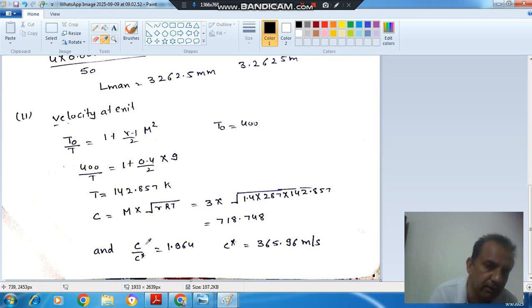Now from the table we have C by C star equal to 1.964. So C star, putting the value of C as 718.748, will be 365.96 meter per second.